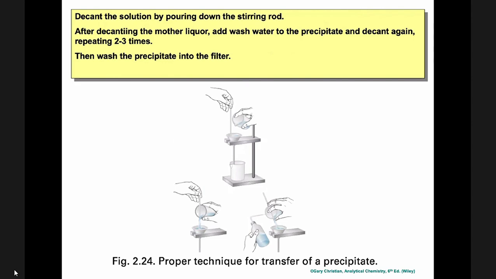Here are the techniques. Proper technique for transfer of precipitate: decant the solution by pouring down the stirring rod. You place the stirring rod, and then decant the solution. Then after decanting the mother liquor, add wash water to the precipitate and decant again, 2 to 3 times. This is the technique on how to wash the precipitate. Then wash the precipitate into the filter.